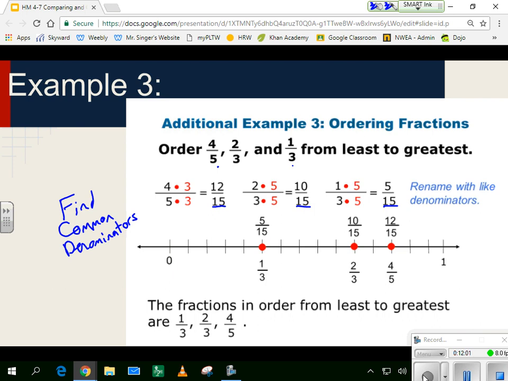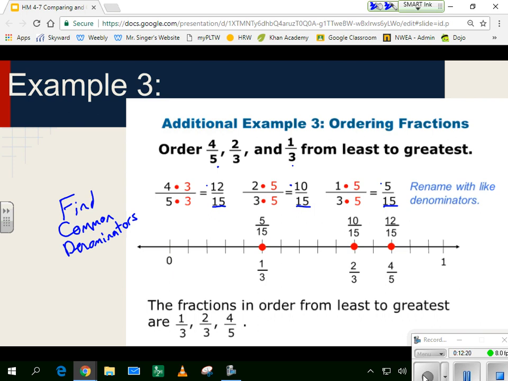So now all we have to do is multiply whatever it is to the numerators to get it to be correct. So 4/5 changed to an equivalent of 15ths is 12/15. 2/3 becomes 10/15, and 1/3 becomes 5/15.